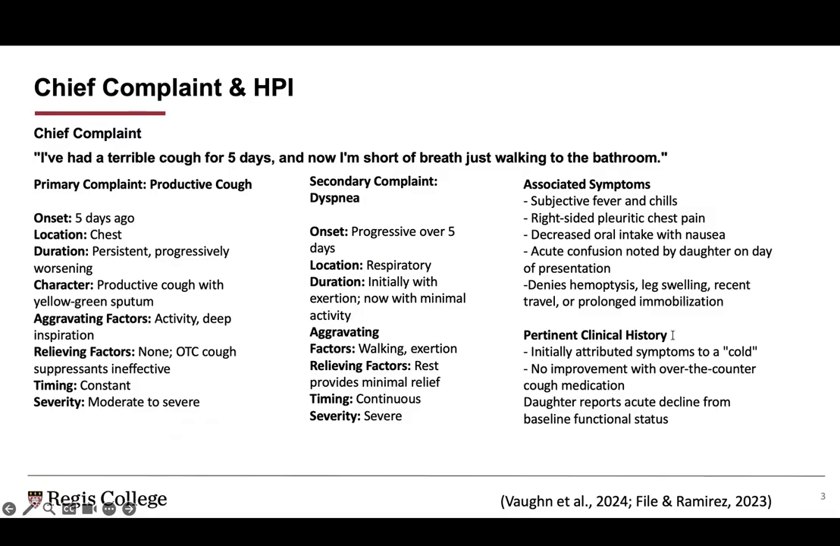Her cough became productive with thick yellow-green sputum, and she developed subjective fever, chills, and right-sided chest pain that became noticeably worse with deep inspiration. Over the next several days, her shortness of breath progressed from occurring only during exertion to becoming present even with minimal activity. She also reported poor appetite and nausea, resulting in decreased oral intake over the previous 2 days.